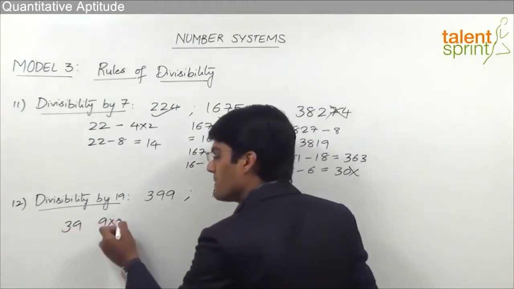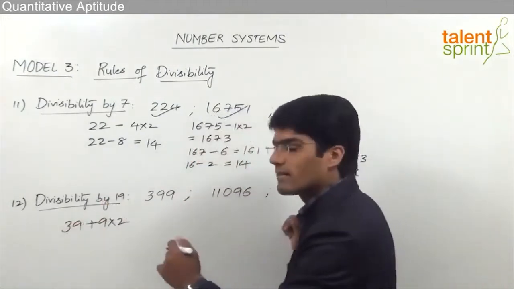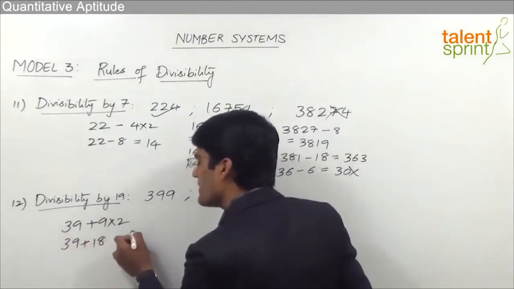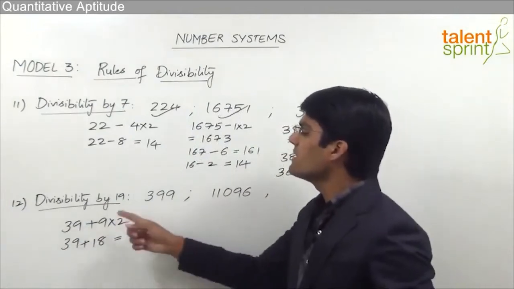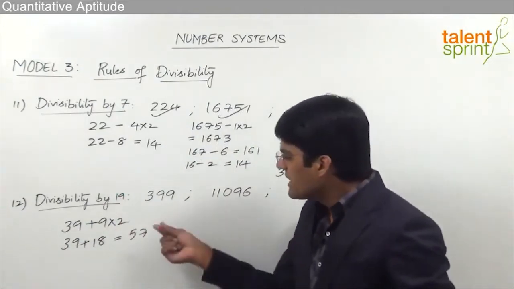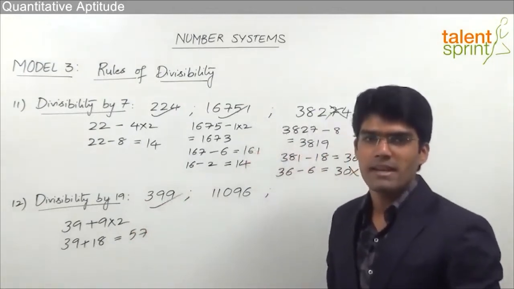And 9 should be multiplied with 2, and this is added to the remaining part of the answer. So 39 plus 9 into 2, which is 18, is equal to 57. We know that 57 is divisible by 19. 57 divided by 19 is equal to 3. So if 57 is divisible by 19, we can say that 399 as well is divisible by 19.